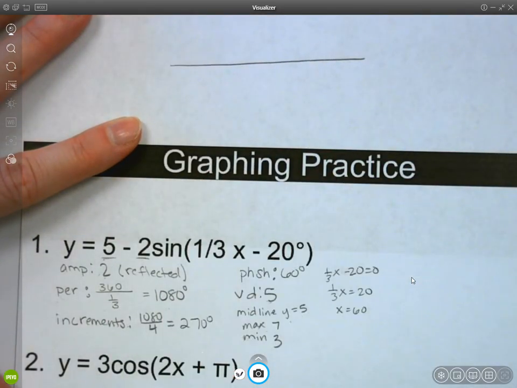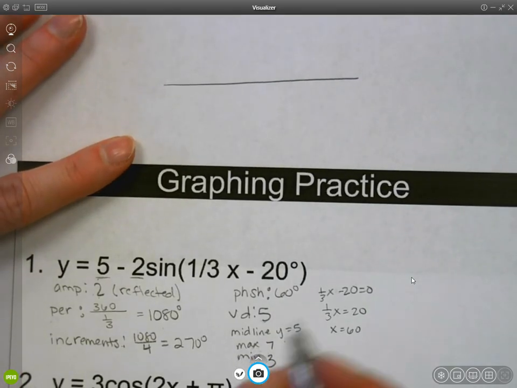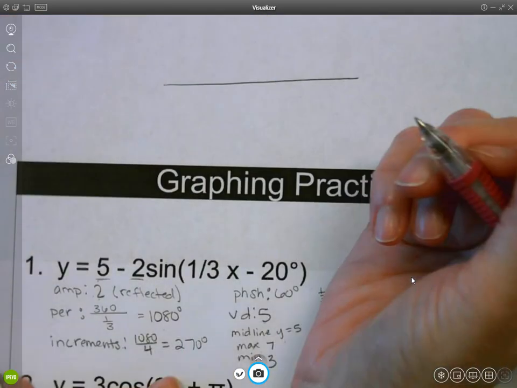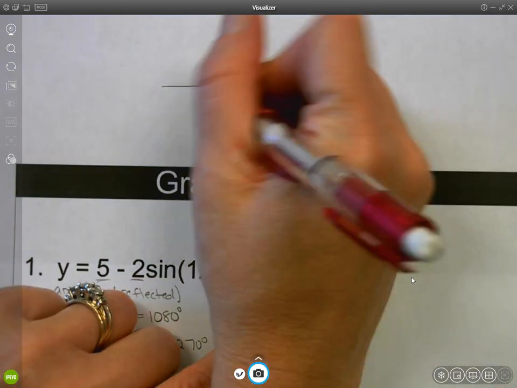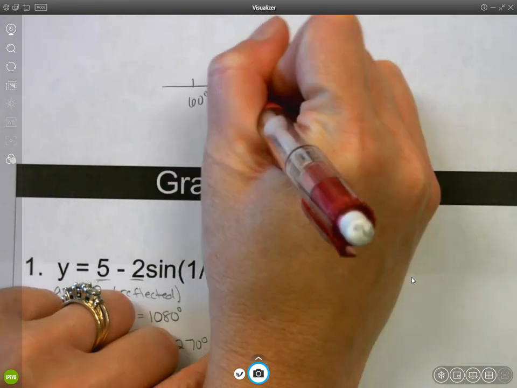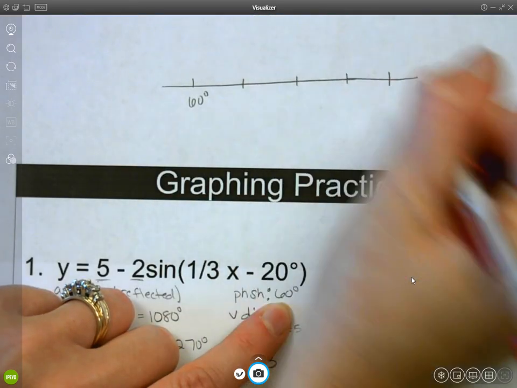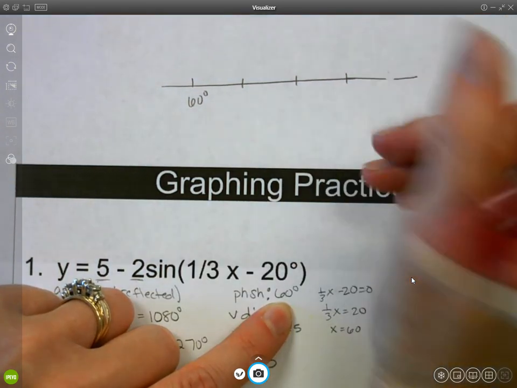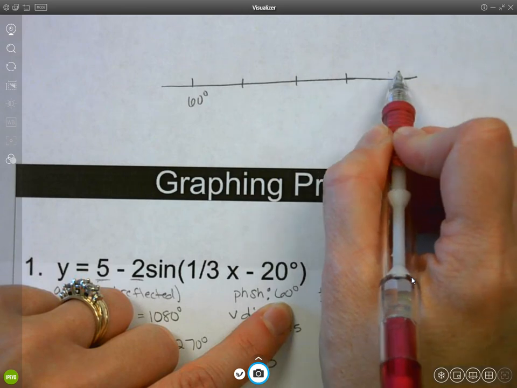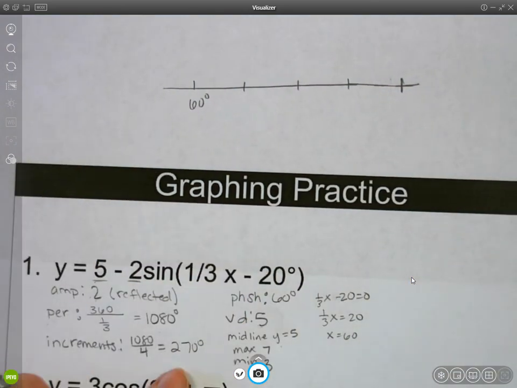All right, so here's our x-axis. So we have to label our x-axis. We start with our phase shift, so 60. And then you need 4 more marks. And we're going to try to make them evenly spaced. I'm not going to count off if they're not perfect, but try to make them as evenly spaced as you can get them. All right, we're going to count by 270.